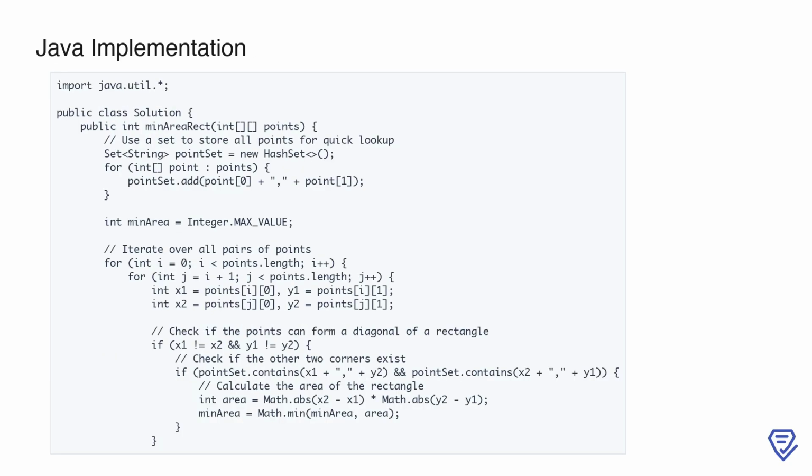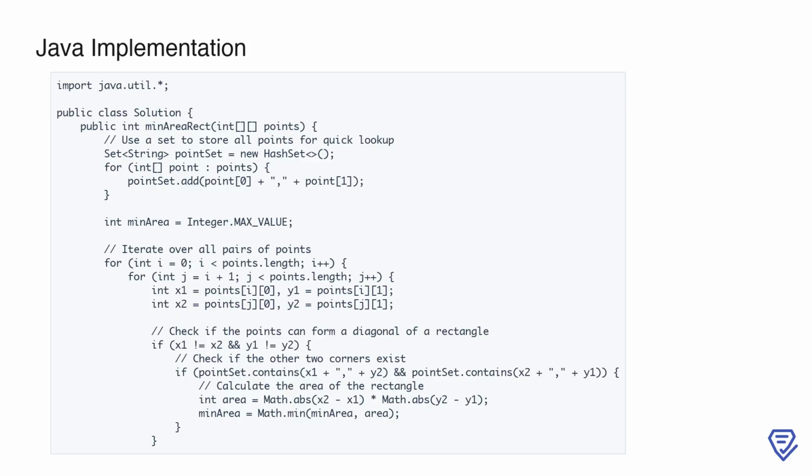First, we import the necessary utilities and define the solution class. The main method, minAreaRect, accepts a 2D array of points as input. To optimize our lookup operations, we use a hash set to store all the points in a format that combines their x and y coordinates as a string. This allows us to quickly check for the existence of specific points later in the process.